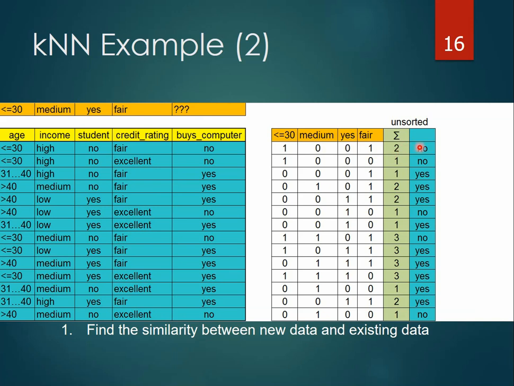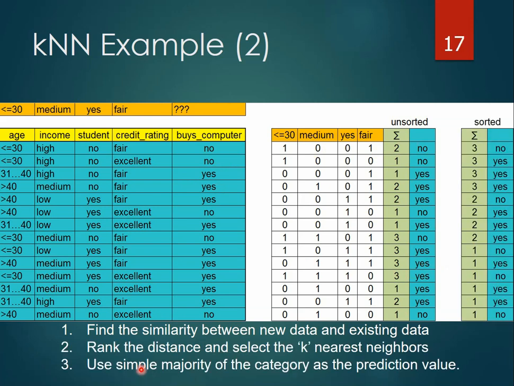These are the labels. There is the same label with this one here. So we do the same thing for each of the tuples, and we have the summation of the similarities. This time, the higher the number, the more similar the data. So we have these values of 2s, 1s, and 3s.